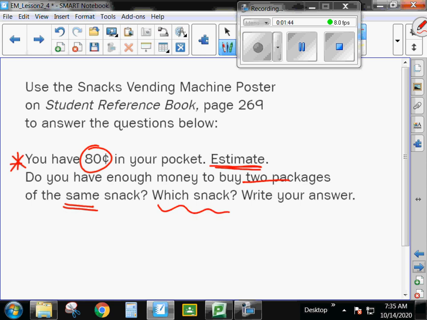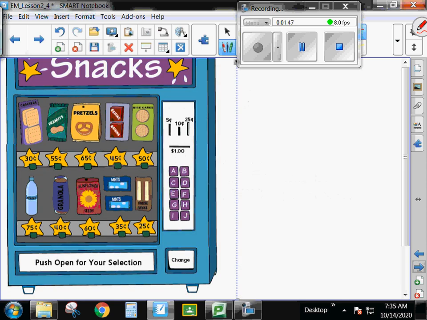So I'm going to go over here to the vending machine poster. Remember, we've got 80 cents in our pocket, and it wants to know if we have enough to buy two of the same snack, and you're just going to estimate. So maybe pause the video so that you can still see this vending machine poster, and see if there are any snacks that you can buy two of with that 80 cents in your pocket. You are going to need some scrap paper or a whiteboard, and in a little bit, you're also going to need your workbook. So you might want to also pause and grab those things as well.